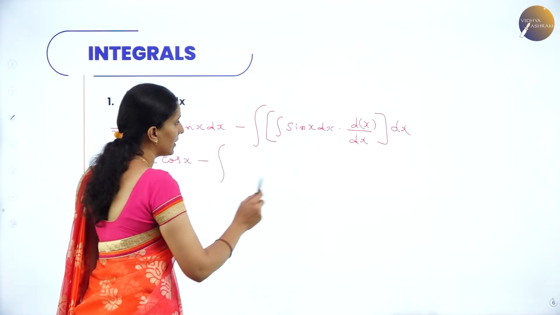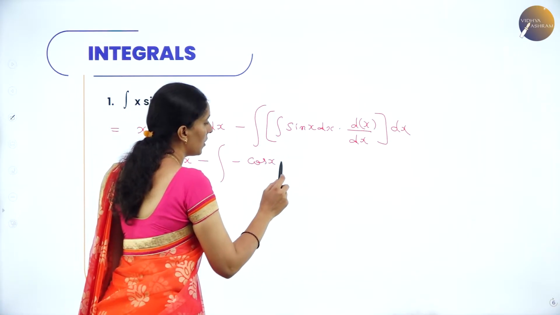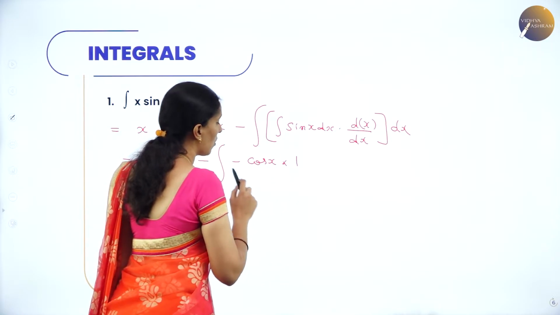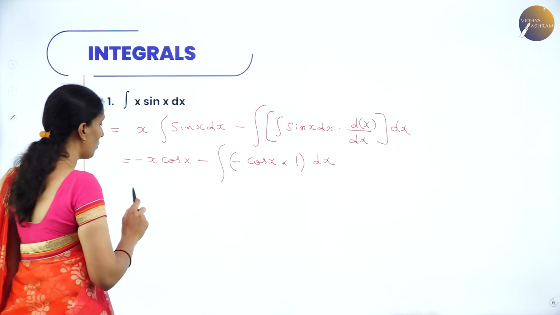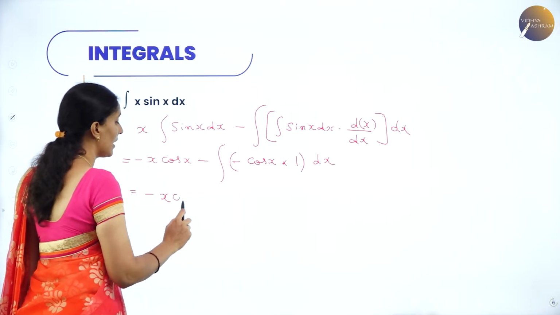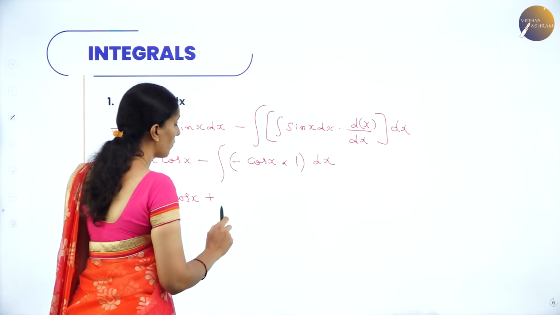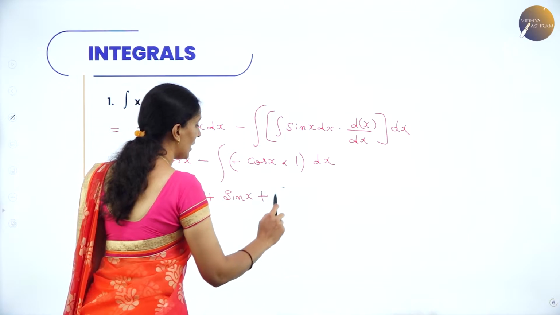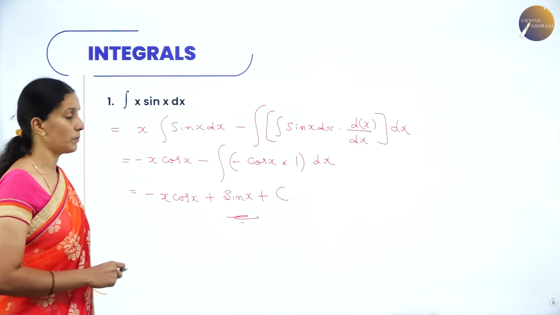Again we will write the integral. What is the integral of sin x? Minus cos x. What is the derivative of x? It is 1. So cos x into 1 with respect to dx. Minus, if you take it outside, it is minus x cos x, minus into minus plus. Integration of cos x with respect to dx is sin x plus the integration constant. So this is the integral value.